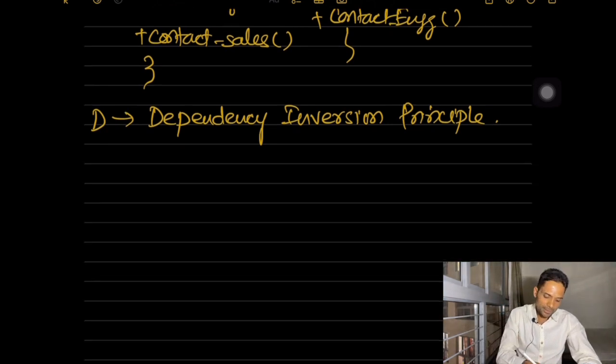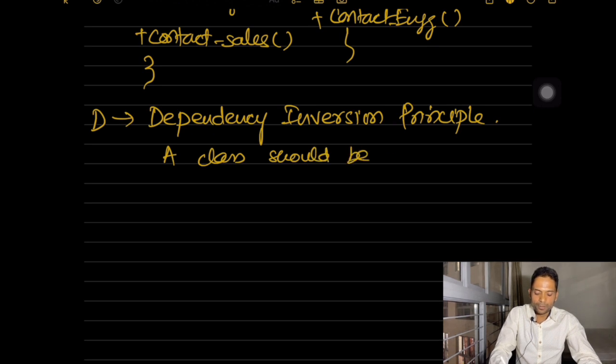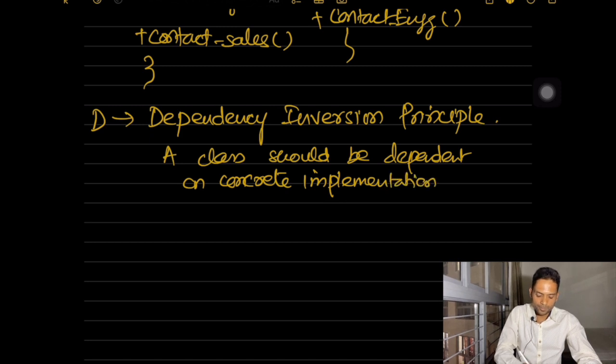What it says is that a class should not be dependent on concrete implementations. Instead, it should depend on abstractions.